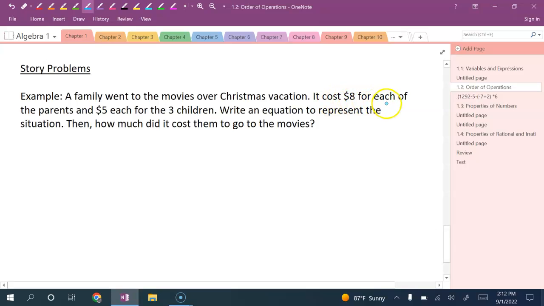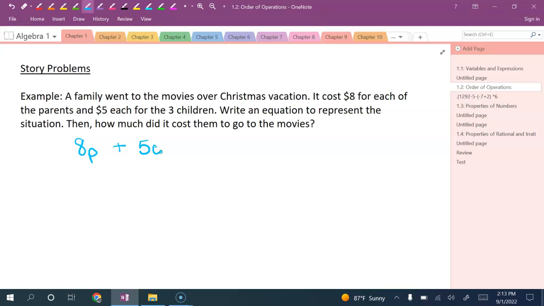So if you wanted a really general equation, all the parents, so like the adults that are going, cost $8. So a fast way to write what that would look like if you had a lot of parents that were going would be to take 8 times the number of parents that you have. So I'm just going to call that P for parents. Then you would add on the amount for children. Now children cost $5, so I would do 5C for children. Now, that would be my general equation.